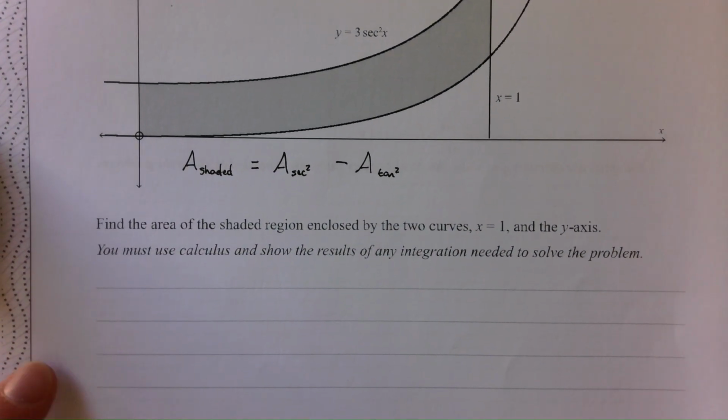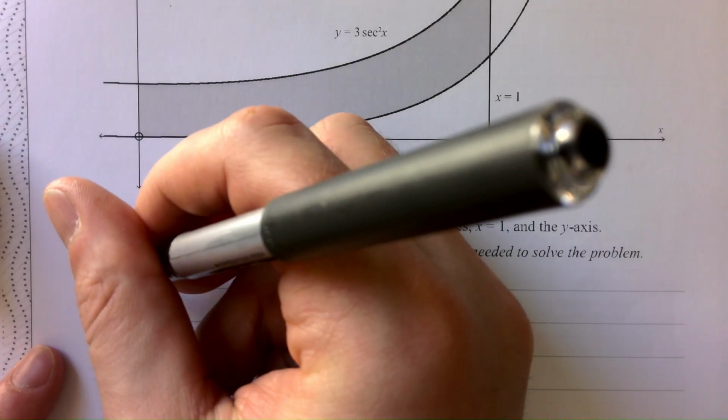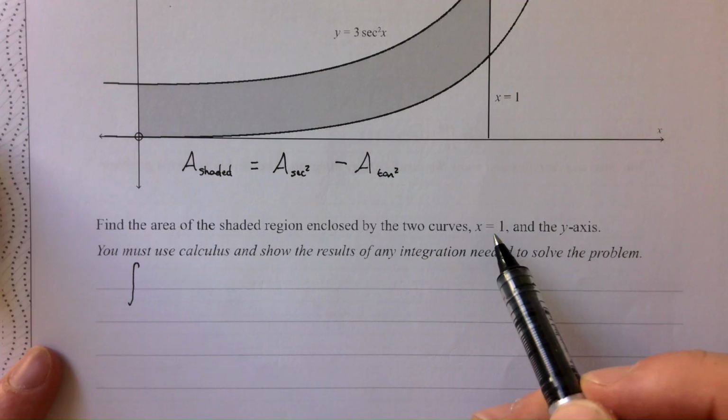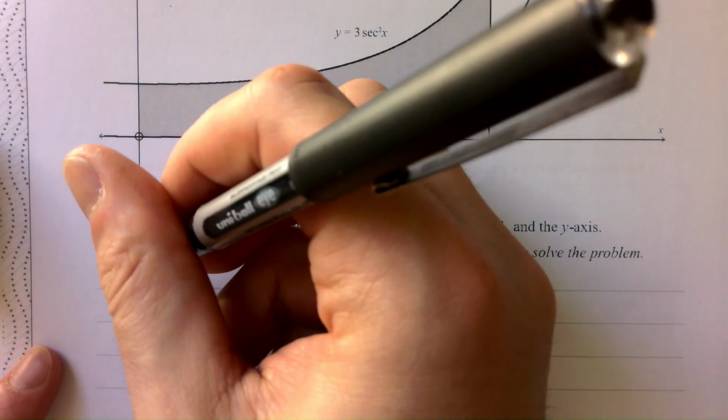Now, to find the area under the curves, I need to integrate both equations. So I'm going to be integrating between x equals 1 and x equals 0, because that's where the y-axis occurs.